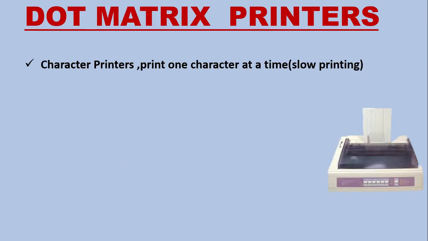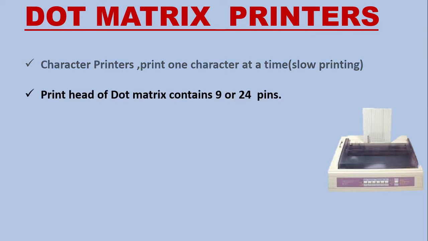Dot matrix printers are also called character printers. These printers print one character at a time. The printing process of these printers is very slow. Print head of dot matrix contains 9 or 24 pins.